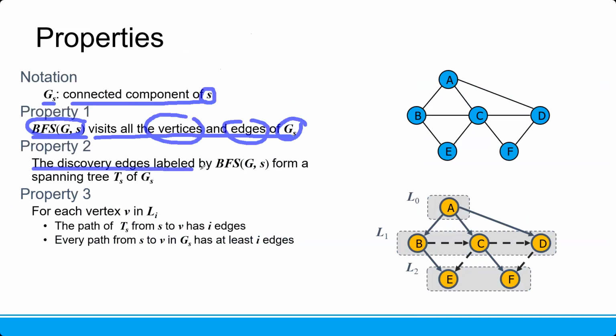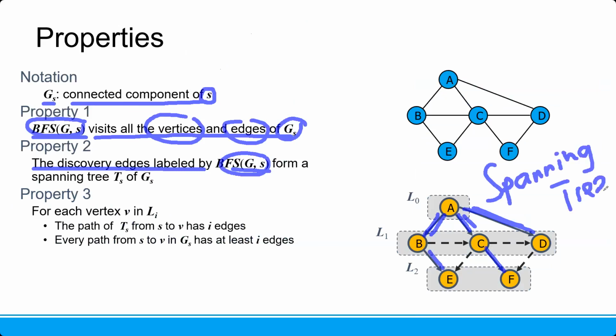The discovery edges are labeled by BFS(G, S). If we discover this one, we label it from the function BFS(G, S), and this will be the final tree. So the result of DFS and BFS will be a tree. Property two concerns the tree.